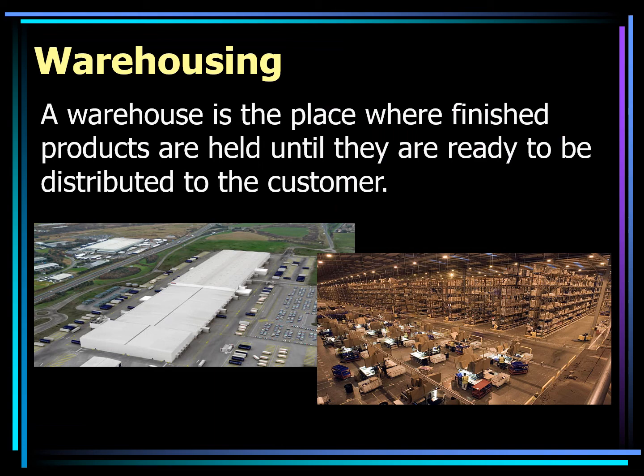Now, warehousing is concerned with the safe storage and management of unused stocks. So a warehouse is a place where finished products are held until they are ready to be distributed to the customer. The main types of warehousing used are centralised warehousing, so all stock is held in the same location until dispatched, or decentralised warehousing, which means stock is held in smaller quantities much closer to the customer. Storage conditions need to be: a warehouse should be well lit, dry, well ventilated.